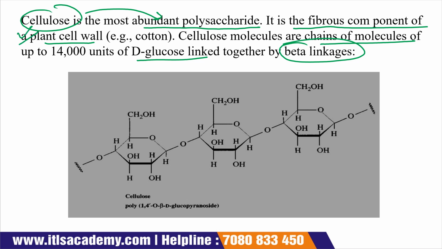So this is a representation of cellulose, or poly 1,4 O beta D glucopyranoside. These are examples of cellulose. It is the most abundant form of polysaccharide.